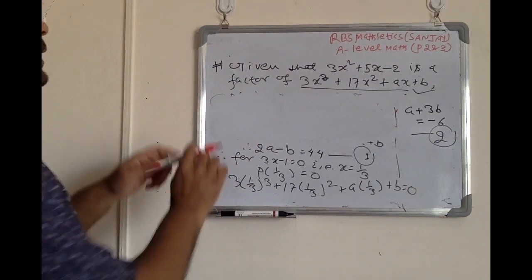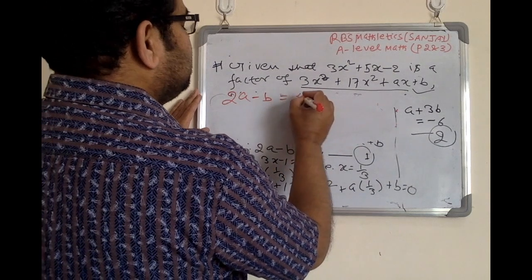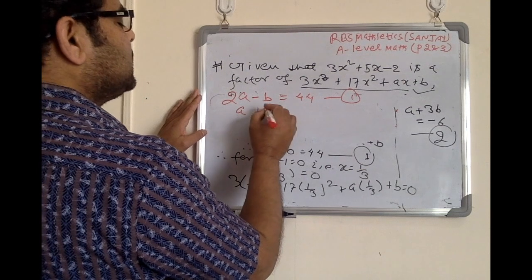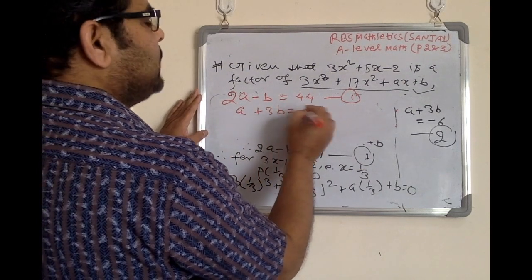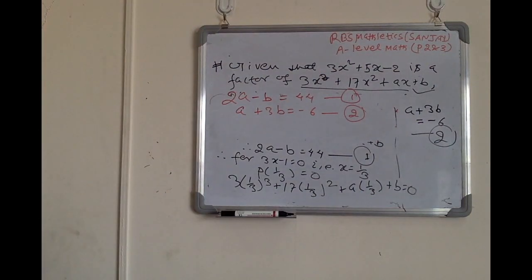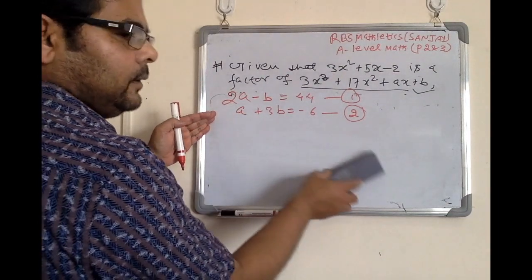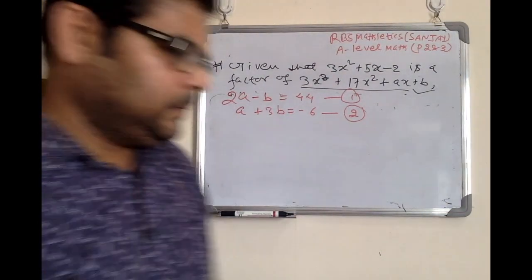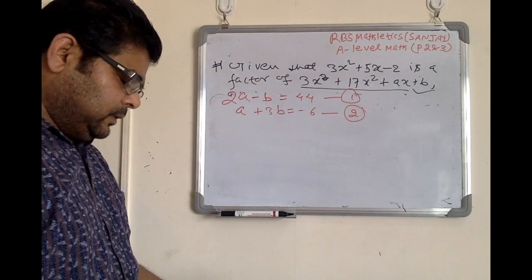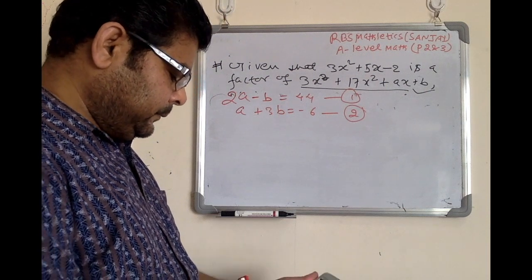Then we have one equation as 2a minus b equals 44. That was equation 1. And the other equation is a plus 3b equals minus 6, and that is equation 2. Now we try to solve these two equations in order to get the values of a and b. Instead of going through the detailed calculation, which is only a waste of time, I think, as you are allowed to use the calculator.